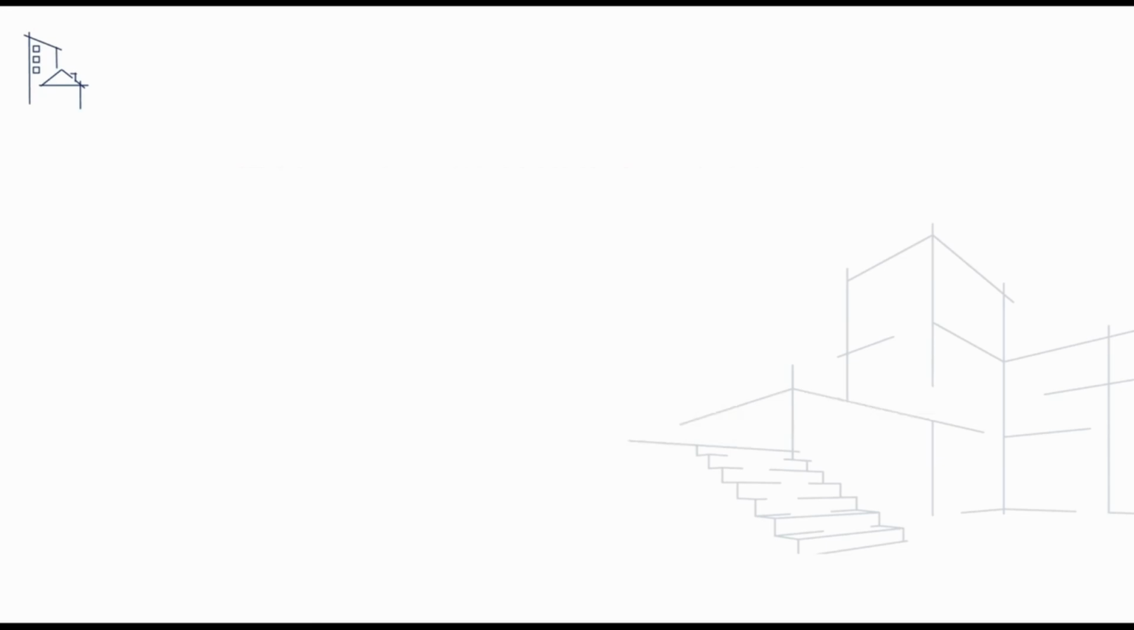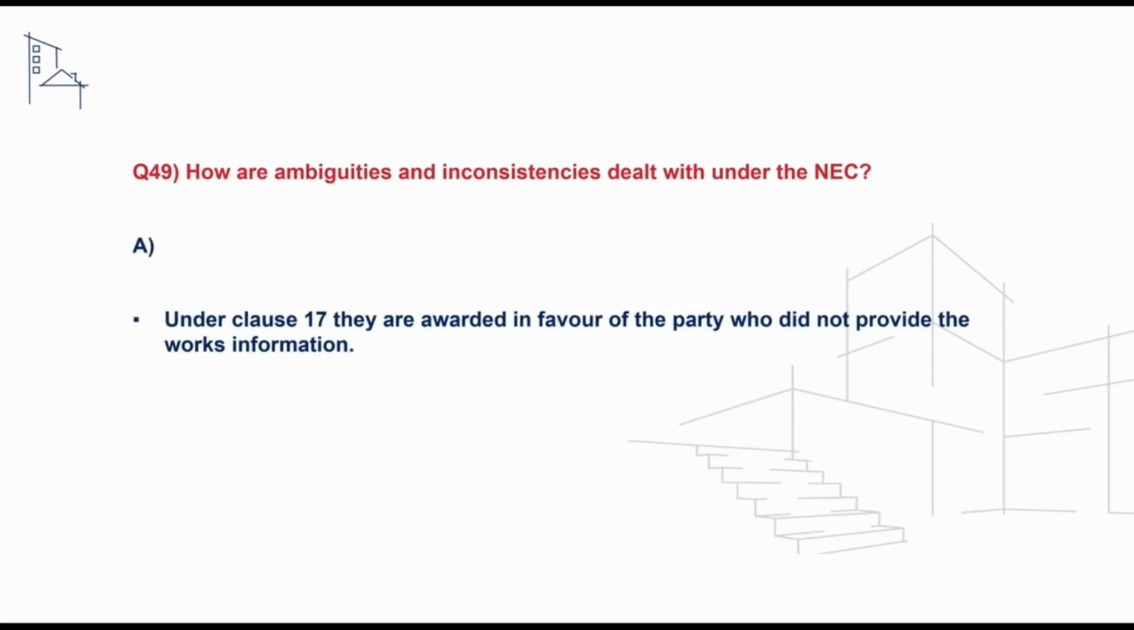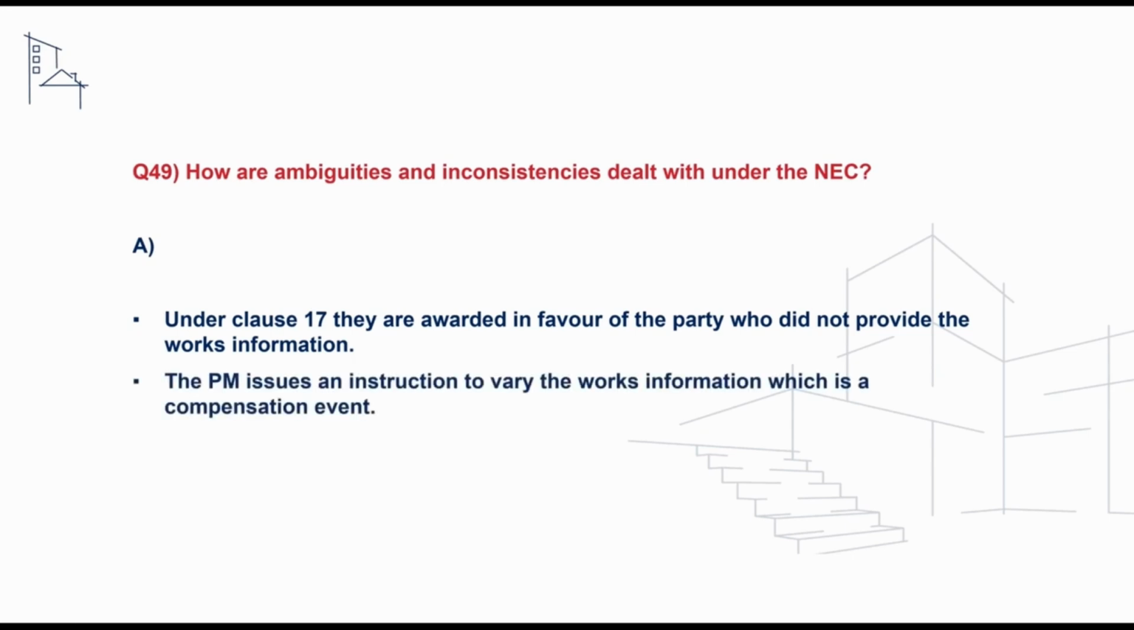The next question we'll take a look at is how are ambiguities and inconsistencies dealt with under the NEC. Under clause 17, they are awarded in favour of the party who did not provide the works information. The PM issues an instruction to vary the works information, which then forms a compensation event.